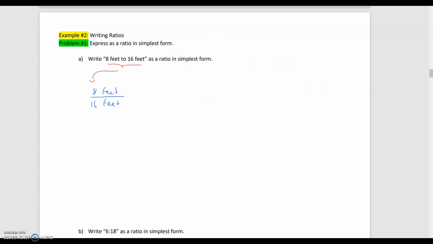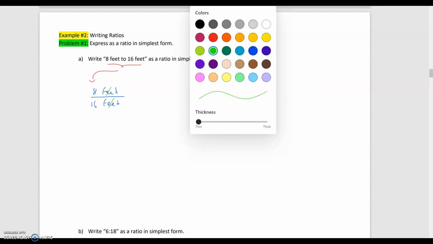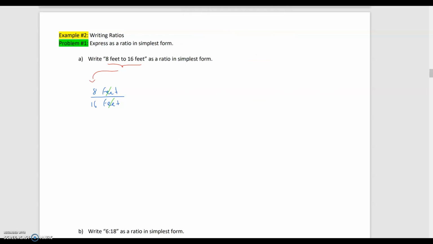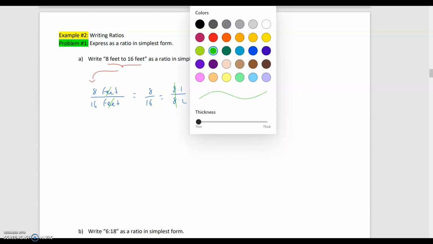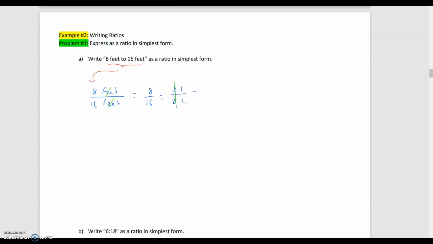So the first part that actually cancels is the feet. So in this case, I'm just going to rewrite it as 8 over the values of 16. And then we need to reduce it. So this is 8 times 1 and then 8 times 2. Your 8s cancel, and you end up with a fraction of 1/2.